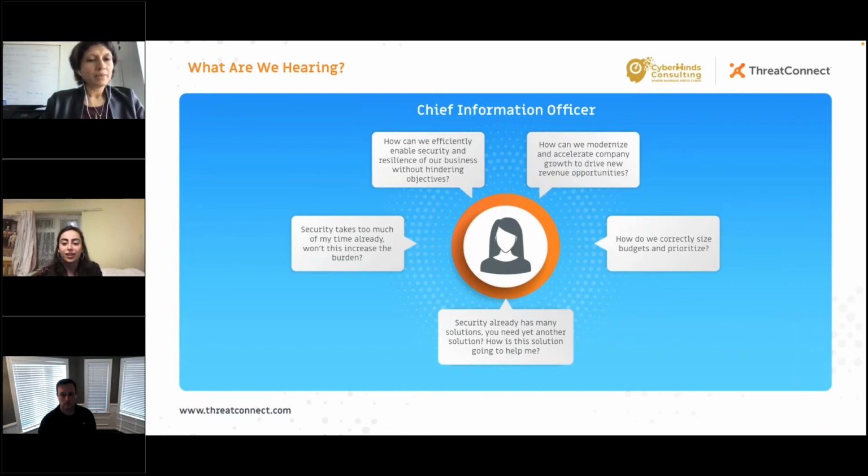There's one common question that comes up, right? Security takes too much of my time already. Won't this increase the burden? How we position this is that CRQ is not necessarily increasing our burden, but helping you optimize your resources to what you need to focus on first, right? Risk reduction where it matters.